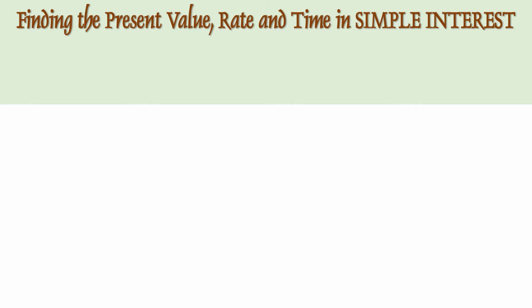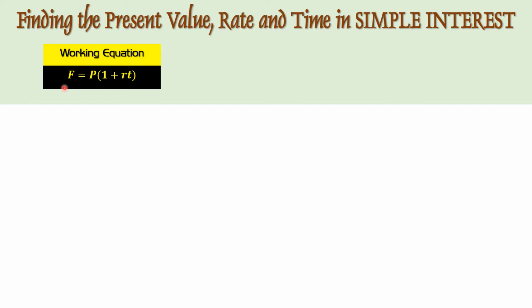Let's begin with finding the present value, the rate, and the time in simple interest. In doing this we will be referring to this working equation, which is the formula for solving the future value in simple interest. That is, F is equal to principal amount times the quantity 1 plus rate times time. Using this formula, we can derive other formulas for solving the present value, the rate, and time in simple interest. Let's proceed with principal or the present value.